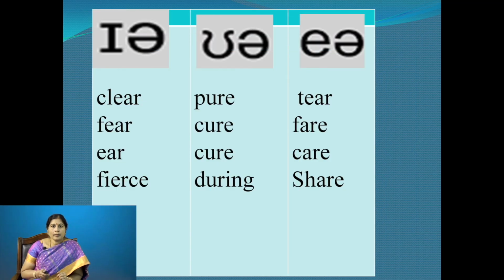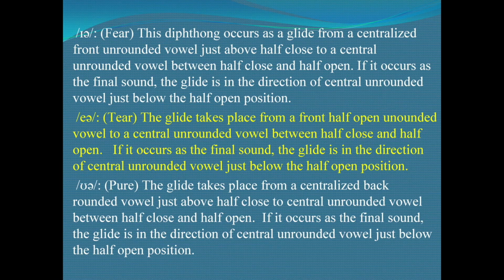Now let us see these three diphthongs which end with the weak schwa sound: clear, fear, ear, fierce. So when we articulate this, what is happening? The diphthong occurs as a glide from a centralized front unrounded vowel just above half close, moving to a central unrounded vowel between half close and half open position.